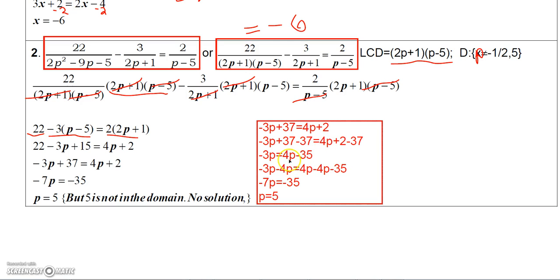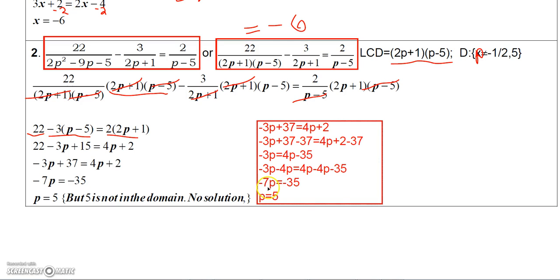So on the right hand side, I still have the 4p and the minus 35. Now to get all the p's on the same side, I'm going to subtract 4p from both sides. So on the right hand side, if I subtract 4p, the 4p minus 4p cancels, and I just get the minus 35. But on the left hand side, I'm going to have minus 3p minus 4p, which is minus 7p. So I end up with minus 7p equals negative 35.